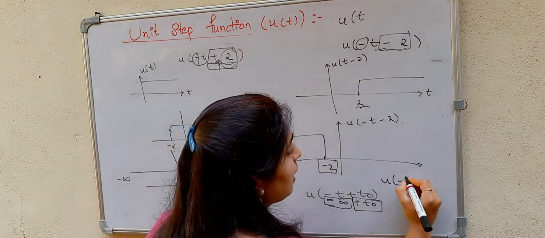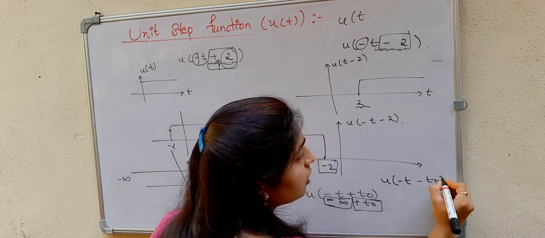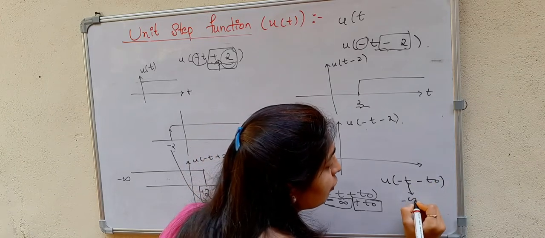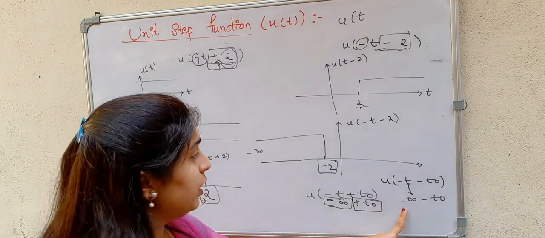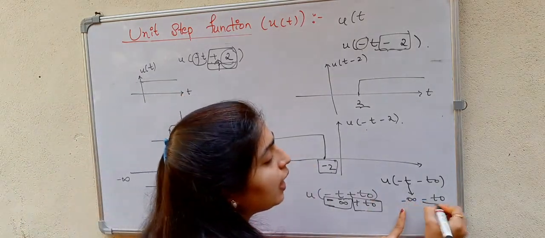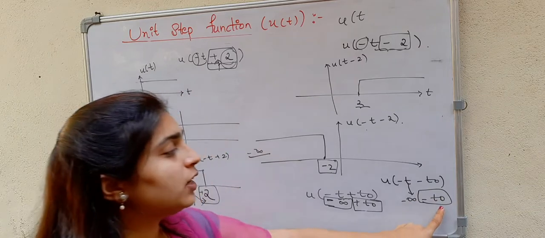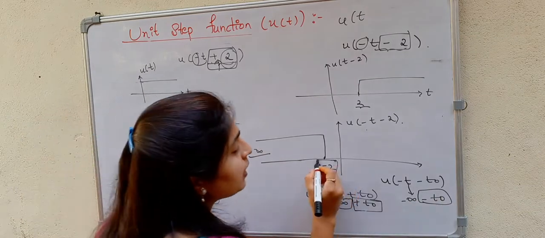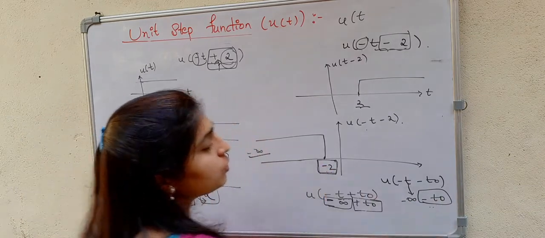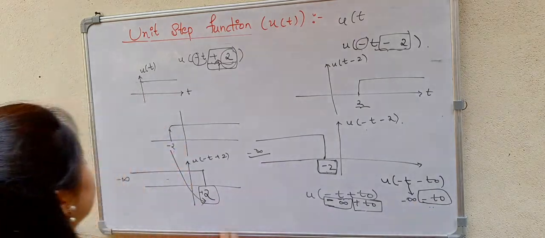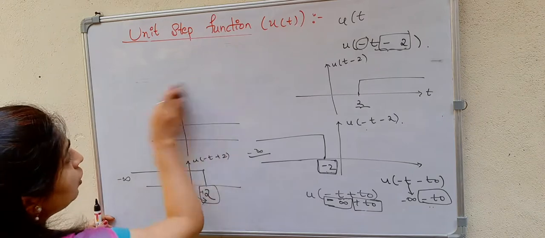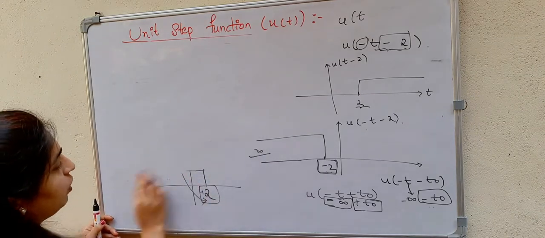Next is minus t naught. So if I substitute t as infinity, see, it is from minus infinity, and it is ending at minus t naught. That means it is ending at minus 2, right? So this is the point that you have to remember in this case: u of minus t plus t naught, u of minus t naught.